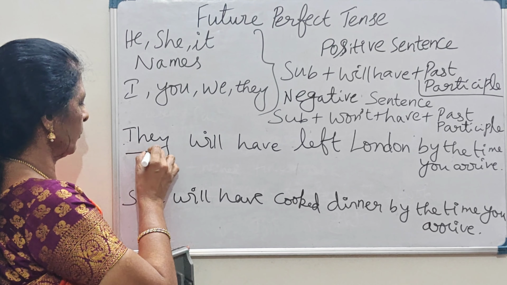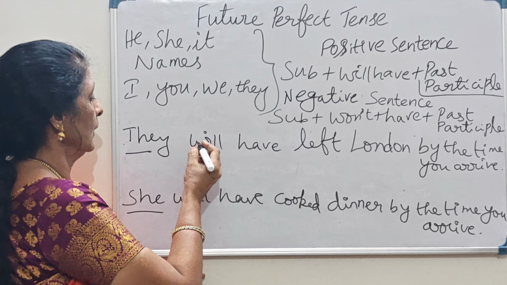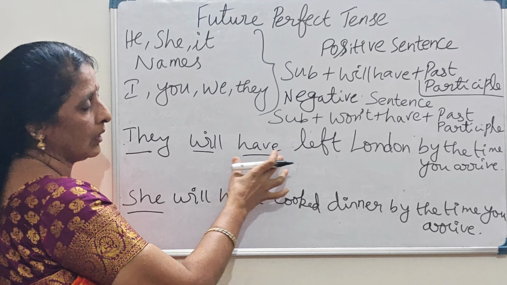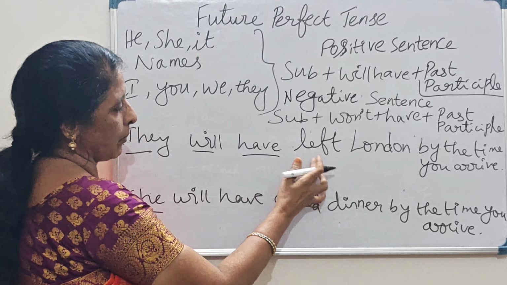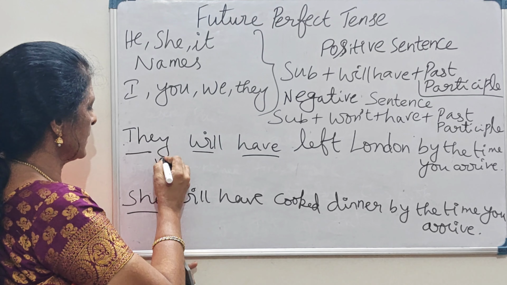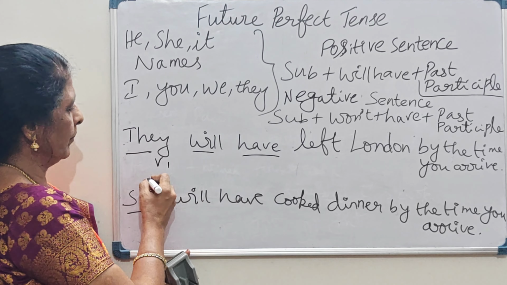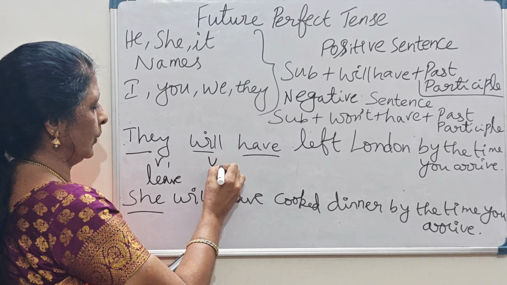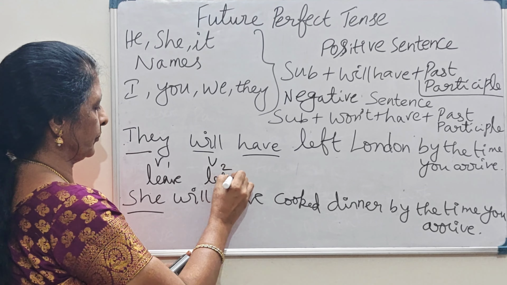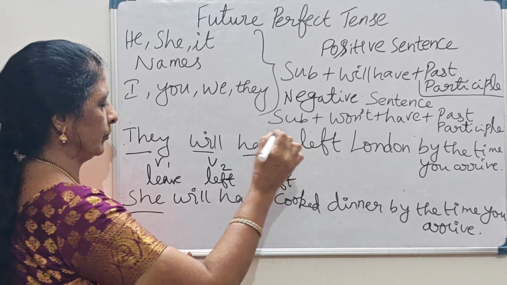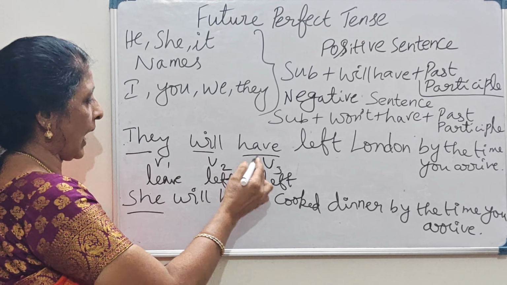Here you can see subject. We are writing subject. Will have is for future perfect tense. Left is for past participle. Okay. Now for this three forms we'll see. For left, leave. Again V2, left. V3 also left. Okay. They will have left.